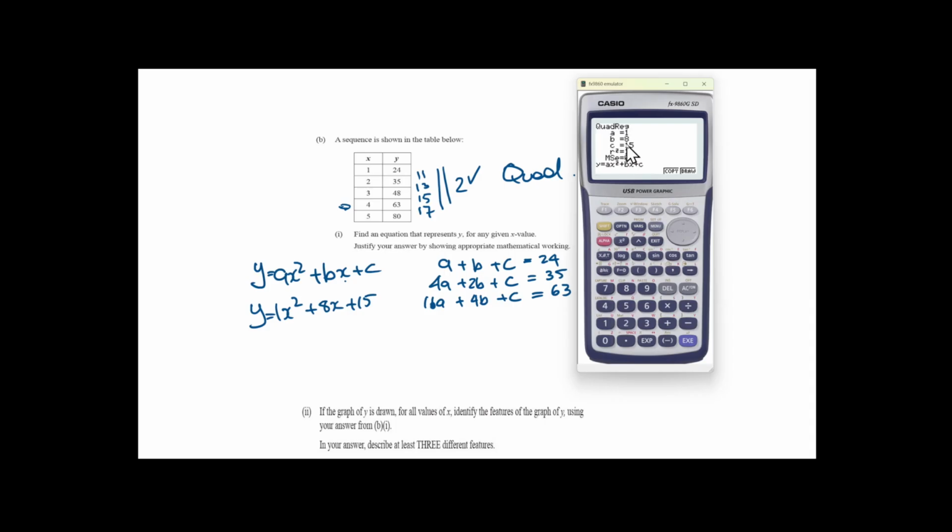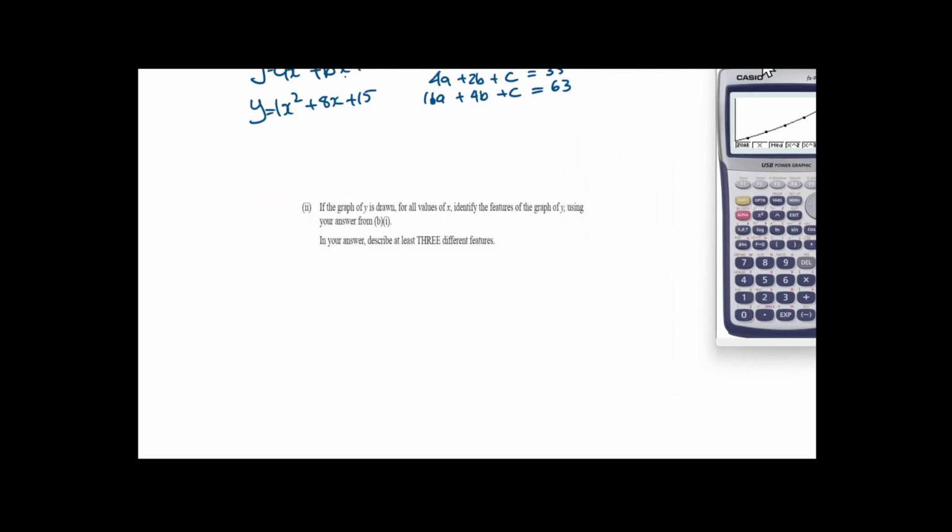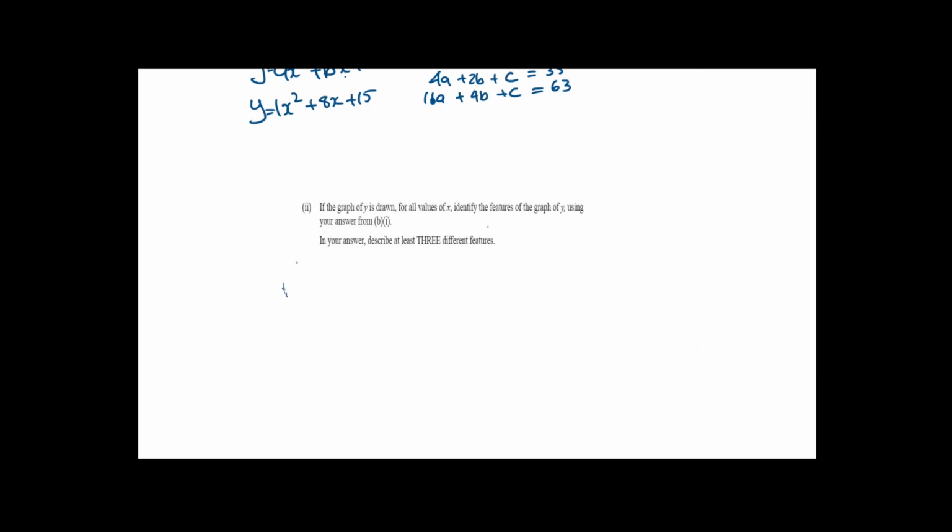Calculate x squared, 1, 8, 15. We draw it, it's going to look like that. Fair enough. Fantastic. If the graph is drawn for all values of x, identify the features of the graph of y using this equation. All right, so if we draw it, y equals x squared plus 8x plus 15.